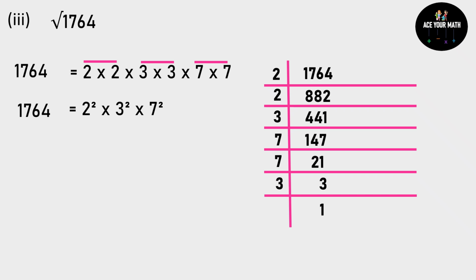What is our motive here? Our motive here is to find the square root. So on the left hand side you will put square root sign, and at the right hand side you will only take these factors once because we are taking square root now. And square root of 1764 is 2 times 3 and times 7, which will give you 42. So the square root of 1764 is 42.